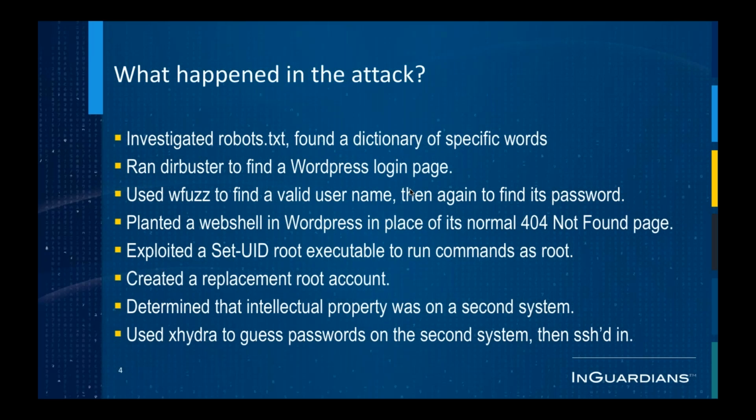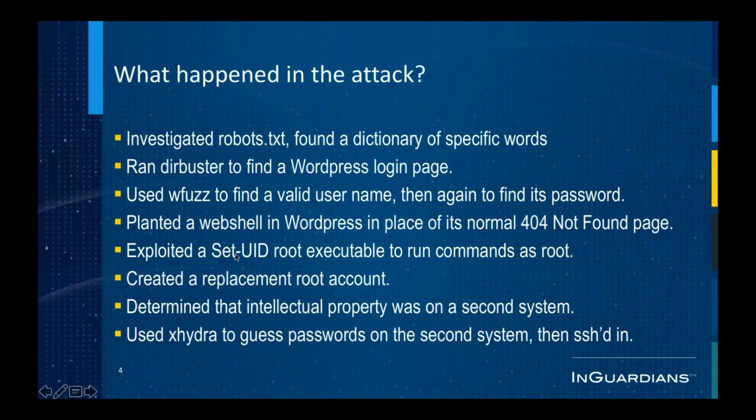So real quick, we went through, we found a Mr. Robot capture the flag machine. We hit its web page, we played around with it, we looked at its robots.txt, and we found a dictionary of words that were specific to the organization or specific to the CTF. We ran Dirbuster, and we found that there was a WordPress login page. We used WFuzz to find that valid username and then to find its password. We put a web shell in WordPress in place of the normal 404 page. And that got us a reverse shell.